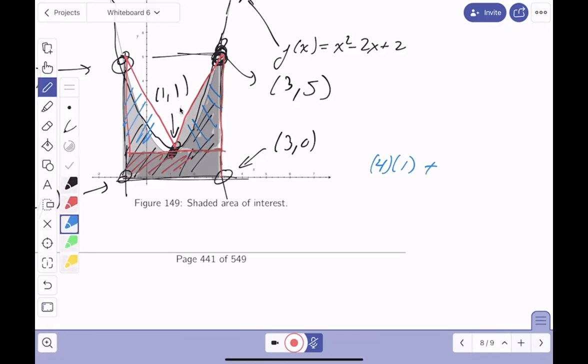So what's that going to be? 1/2. What's the base of that? Well, I'm at 1 going to 3. So the base would be 2. What's the height of that? Well, I'm going from 1 to 5, right? So that'll be 4.